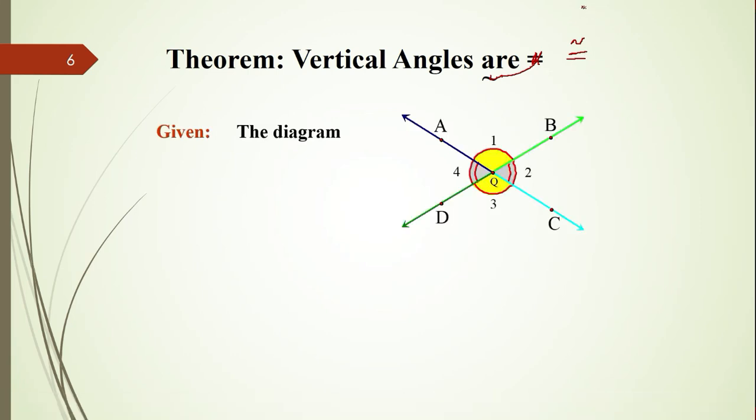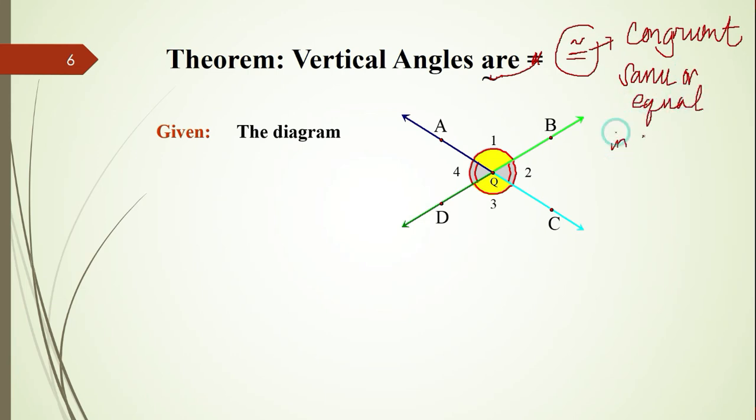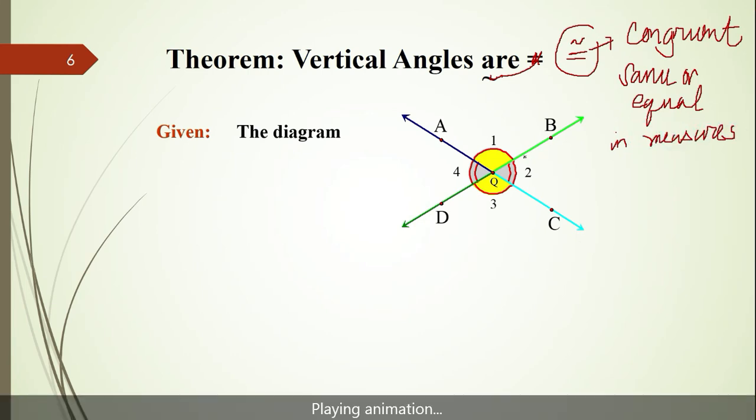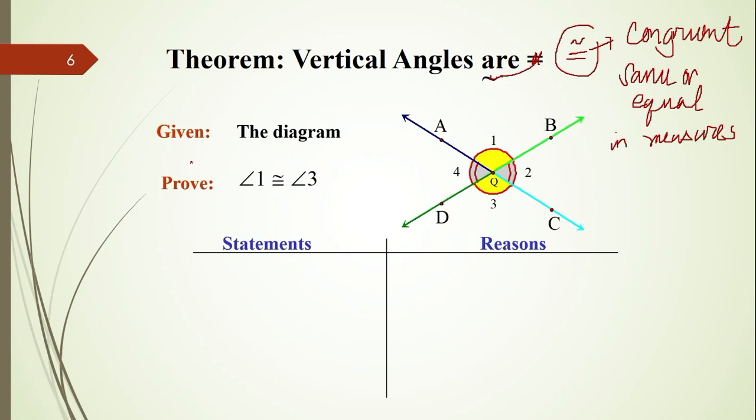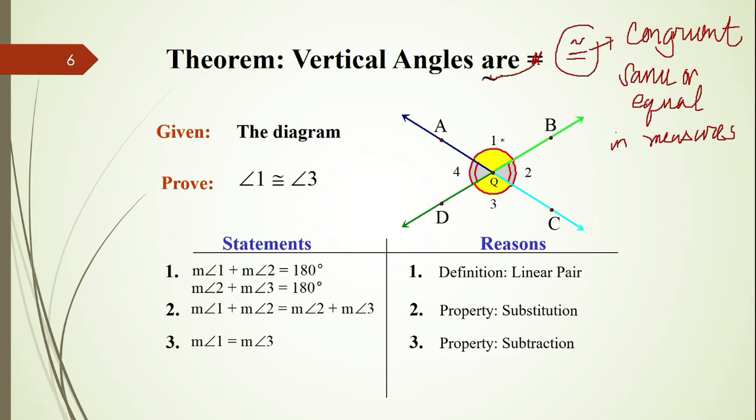What do we mean by congruent? This symbol, which is read as congruent, also means same or equal in measure. They have equal measures. So, angle 1 and 3 are equal in measure, and angle 4 and 2 are also equal in measure. I will not discuss the proving here, but let us always remember vertical angles are congruent. That has been proven already.